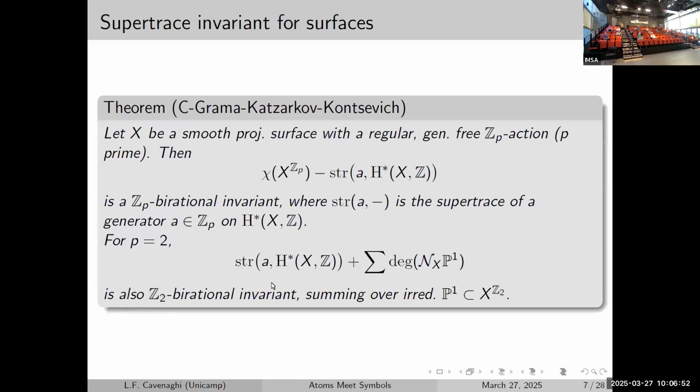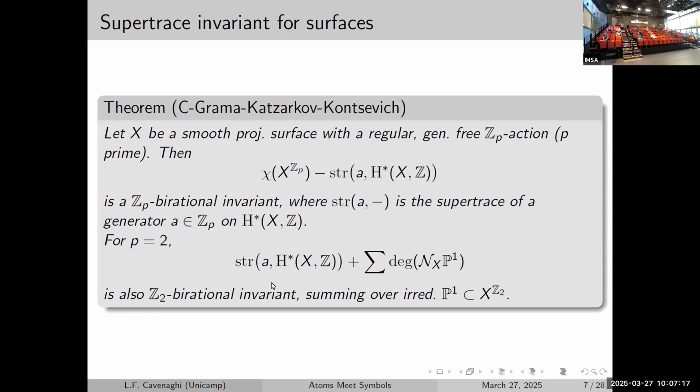It turns out that for p equals 2, you can mix homological and hence geometric data to build an equivariant invariant. It only works for Z_2. And the other statement, as you can see, is a corollary of the previous statement, because you just sum the two equations here.